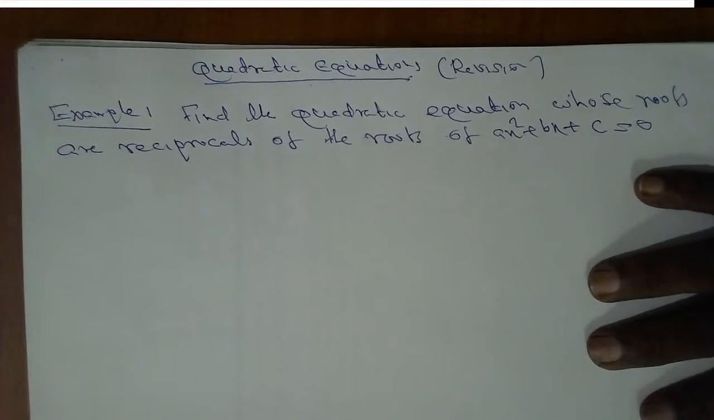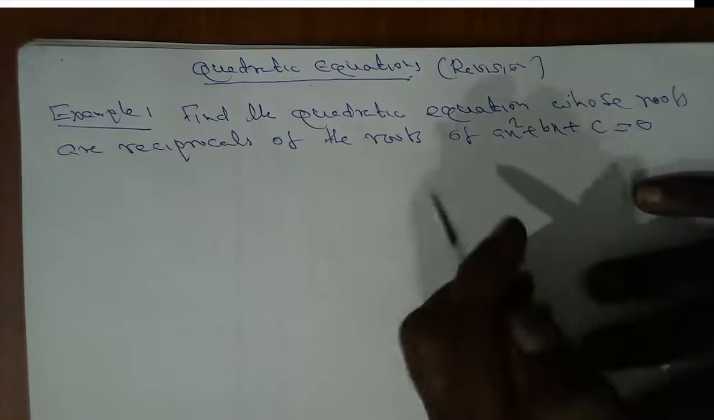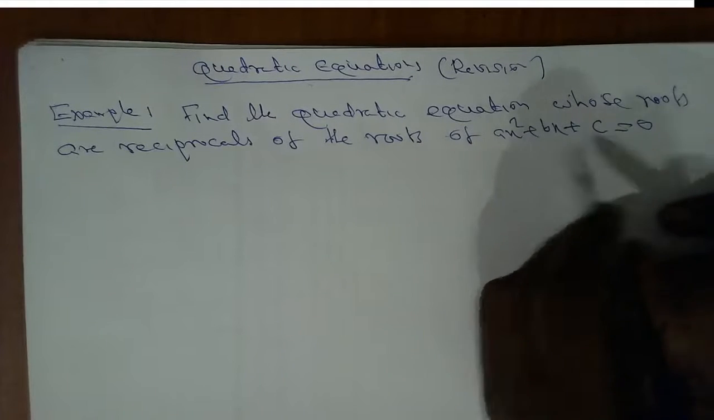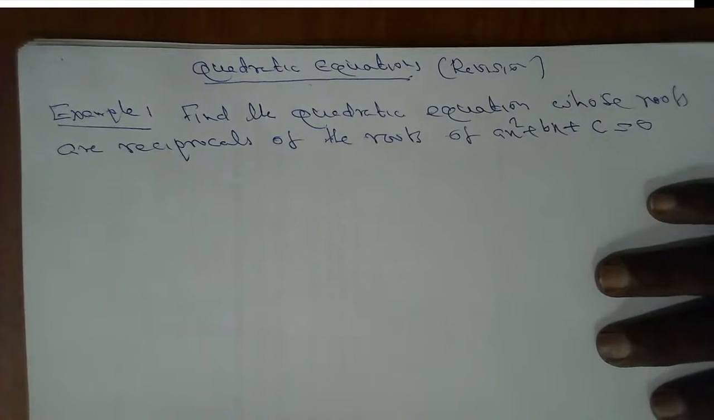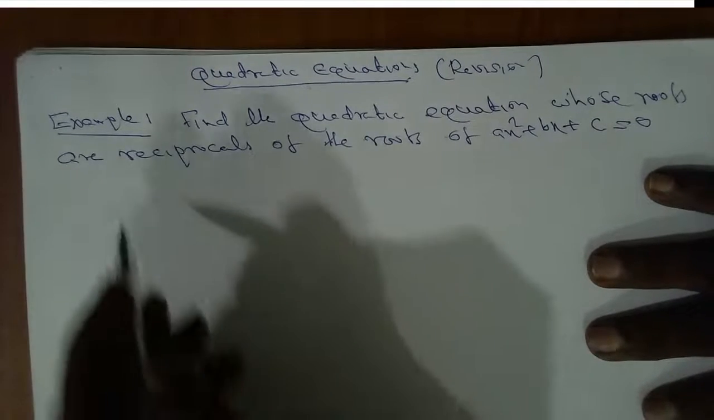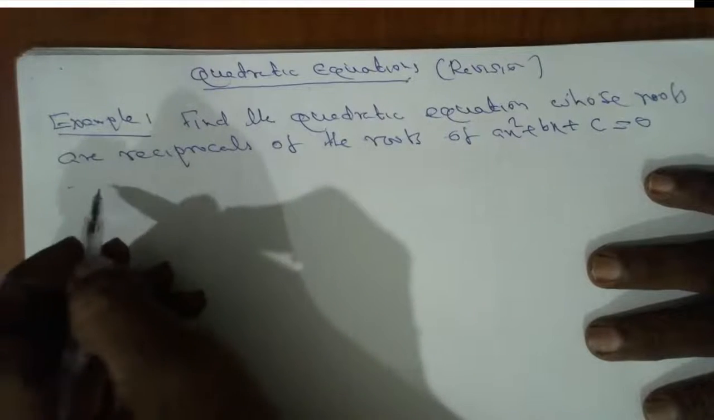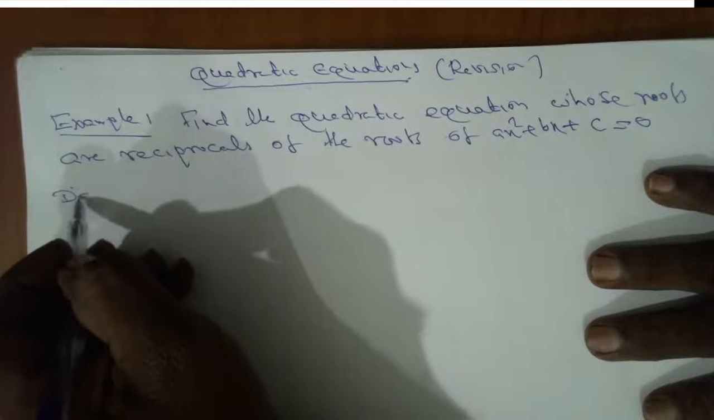If you look at this sum, you have to find the quadratic equation whose roots are reciprocals of the roots of ax squared plus bx plus c equals 0, right? So you can use the deduction method. What is the deduction method?